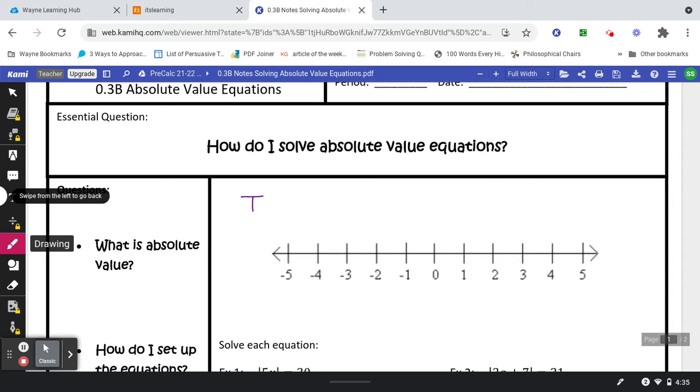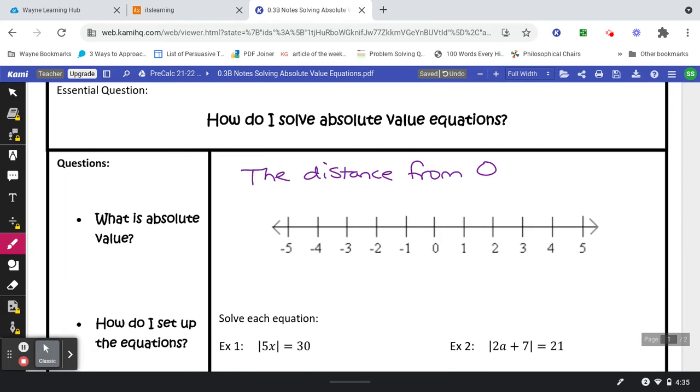Absolute value is just the distance a number is from 0. So how far a number is from 0. So let's say you had positive 3, and we're trying to get over to 0. You would go 1, 2, 3 steps. So we say the absolute value of 3 is 3.